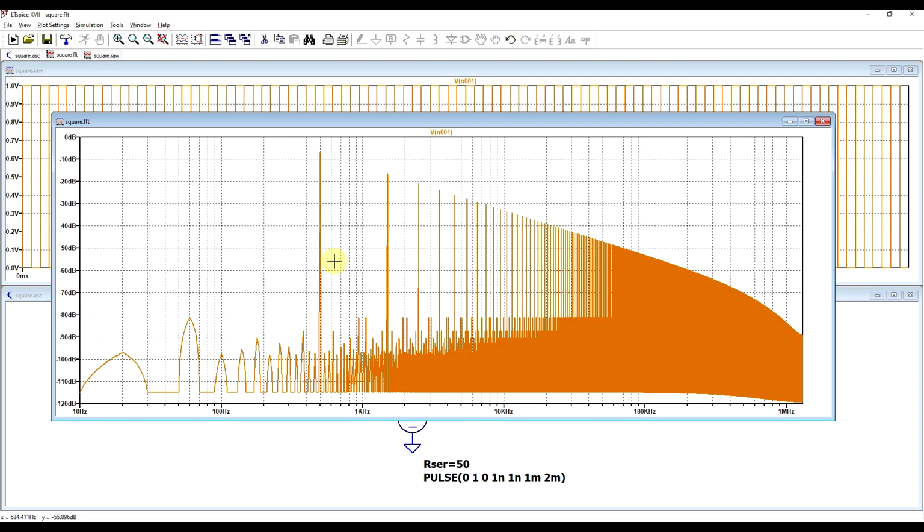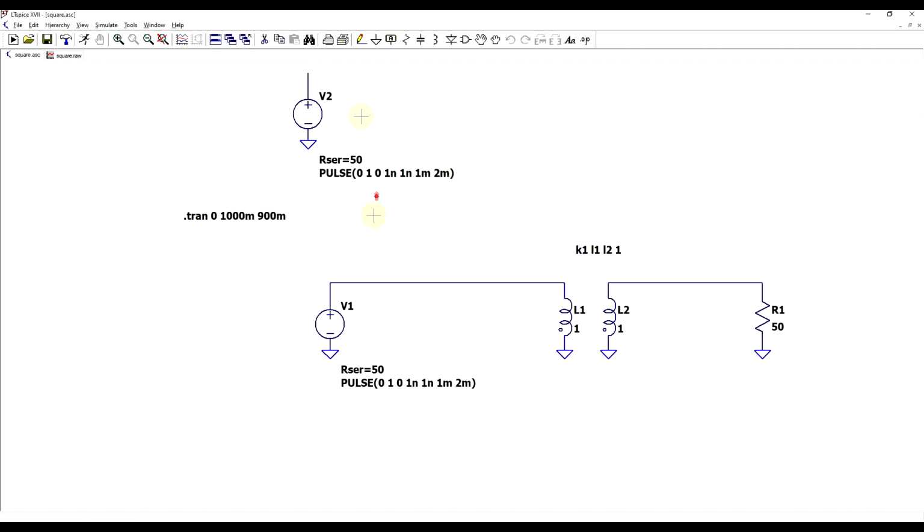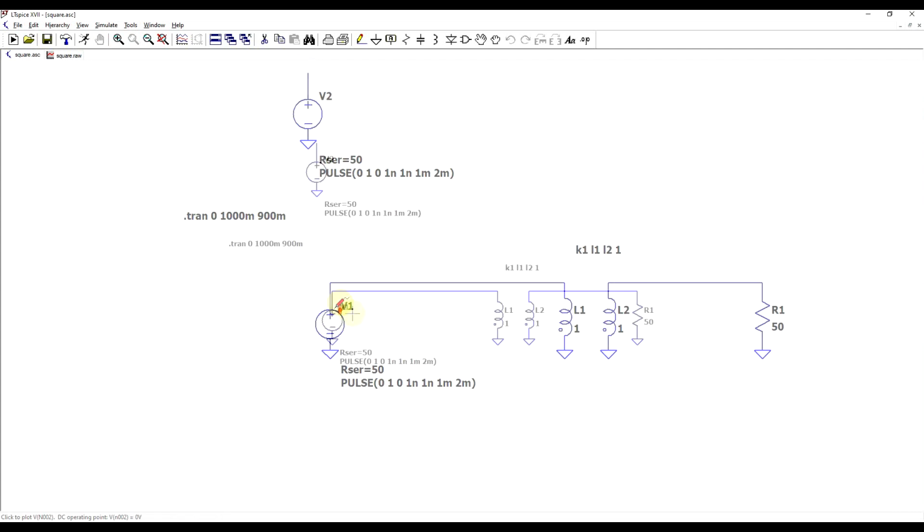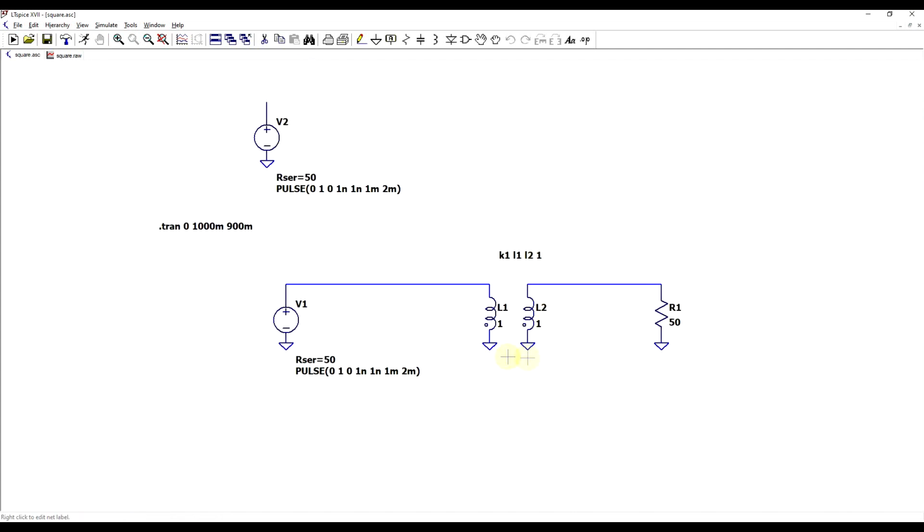So we should be able to transmit this signal through a transformer as long as we can transmit all of these various harmonics. So I took this signal source, made a copy of it, and I'm driving it through a one-to-one transformer that has quite large inductors, so 1 Henry on the input and on the output, and going into a 50 ohm load.